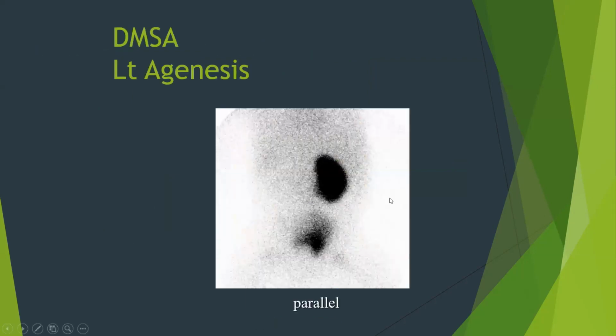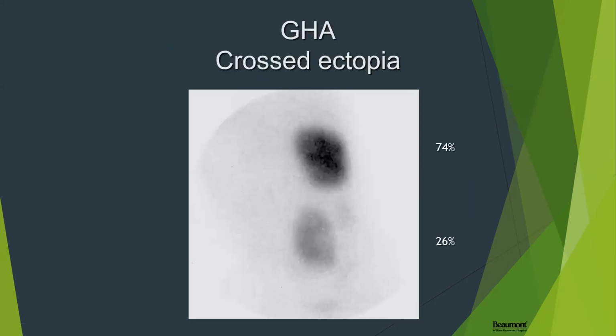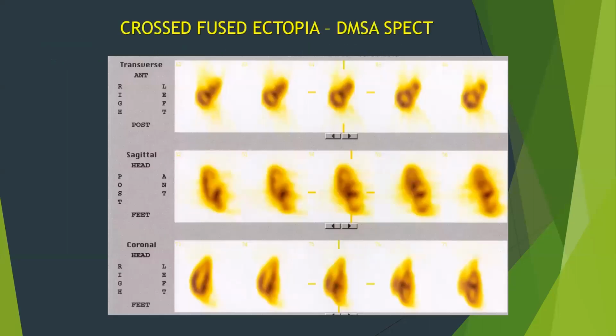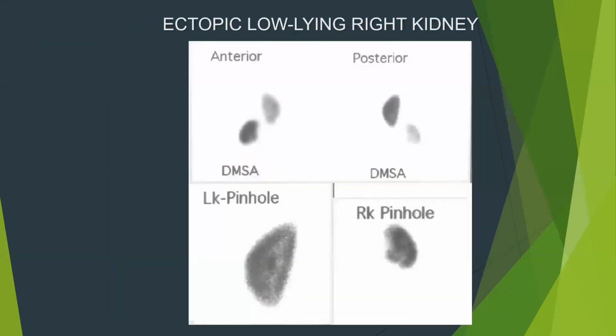And this is a case of left agenesis on a DMSA scan. This is a case of crossed renal ectopia on a GHA scan. Another case of crossed renal ectopia. And then we also did a DMSA SPECT. This is a low-lying right-sided kidney on a DMSA scan.